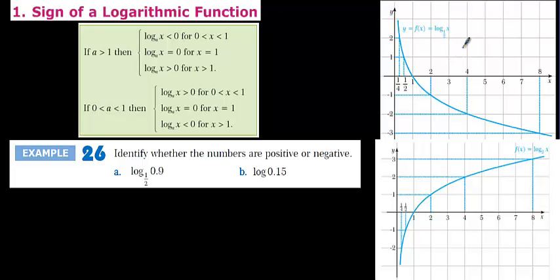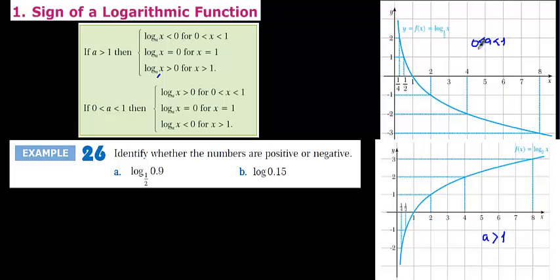Okay, in this video we are going to study the sign of a logarithmic function. Firstly, for the logarithmic function, we have to be careful about the a value. It should be logarithm base a of x, and it depends on whether a is greater than 1 or between 0 and 1. Here this case is a between 0 and 1. Here this is the a greater than 1 case.